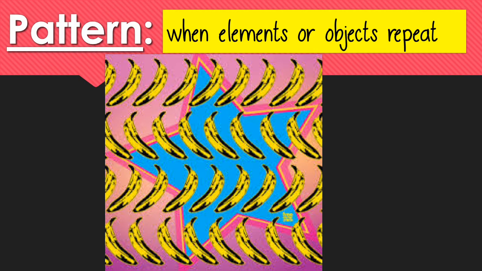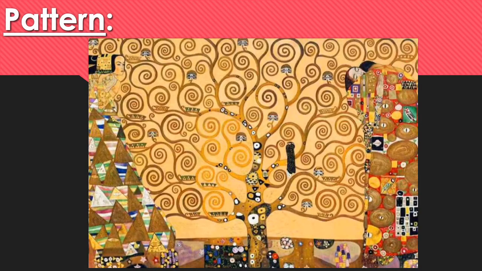The next principle is pattern, when an element or object repeats. So in this print, we have a pattern of bananas. In this Klimt painting, there's patterns of swirls and triangles and circles or ovals. It's not an exact pattern like a polka dot or a stripe, but it's when something repeats itself that we could say we have a pattern of swirls throughout this painting.